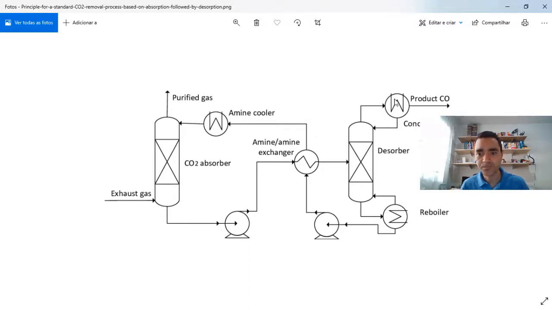So once we pass the biogas through the CO2 purification, or when we do the sweetening, we have our biomethane.